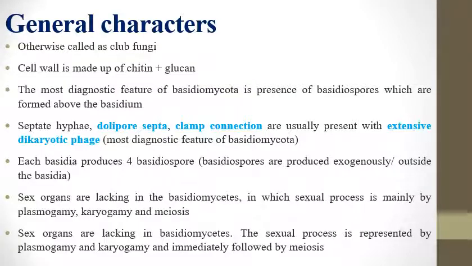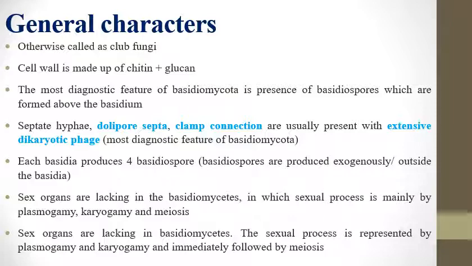So coming to the general characters, Basidiomycota is otherwise called club fungi. The cell wall is made up of chitin plus glucan. Here the most diagnostic feature of a Basidiomycota is the presence of basidiospores, which are formed above the basidium. That is the most prominent and diagnostic feature for Basidiomycota.